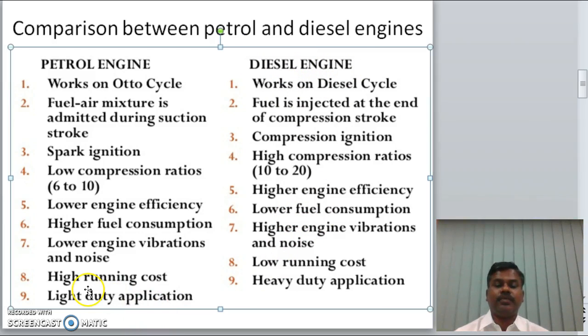Then the petrol engine's significant advantage is lower engine vibration. You get a smoother ride on petrol engines, whereas you get somewhat higher vibrations in a diesel engine due to the higher compression ratio. And a petrol engine has a higher running cost, higher maintenance cost, and is used in light duty applications. Diesel engines have a low running cost because of the fuel cost.